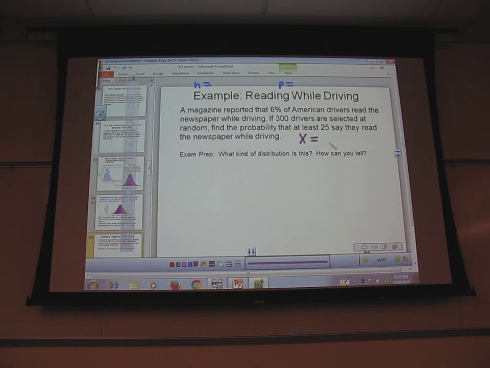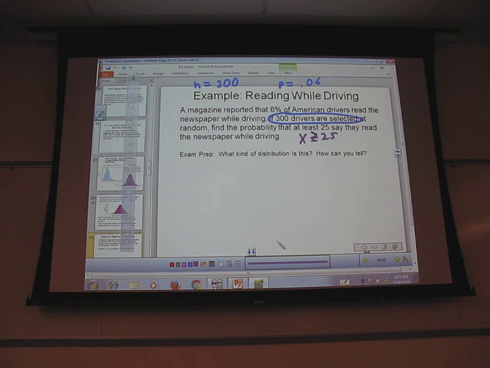And then find my X also. So what's my N, guys? 300. 300 drivers are selected. It's who's selected, right? Sample size. Okay? What's my little p? 0.06. And what do I want to find the probability of? What's my X? At least 25. So X is 25 or more, right? Oops, my bad. X is greater than or equal to 25.